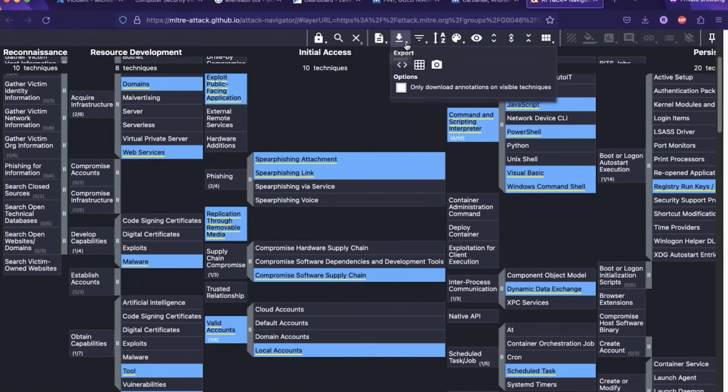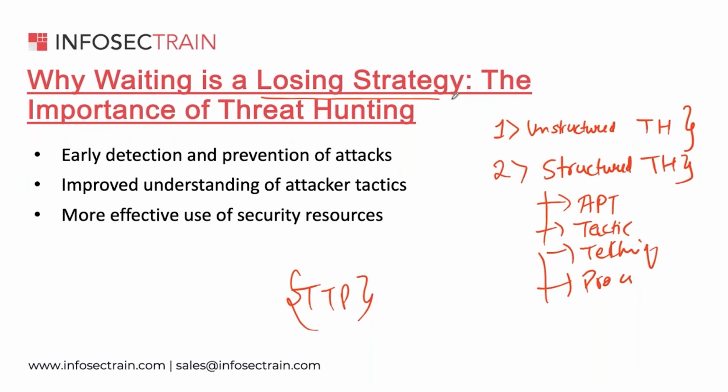Further down the line, if you want to export it, you can download this whole graph, prepare it as a chart, and start working from here, from the preparation. So this is going to be the threat hunting part, from where you will start the threat hunting. Remember, be proactive, because waiting is going to be a losing game.